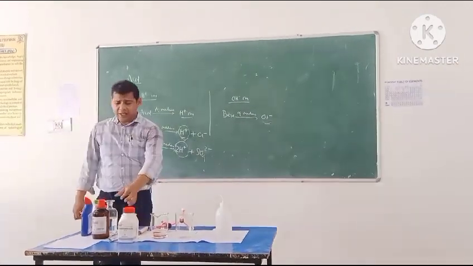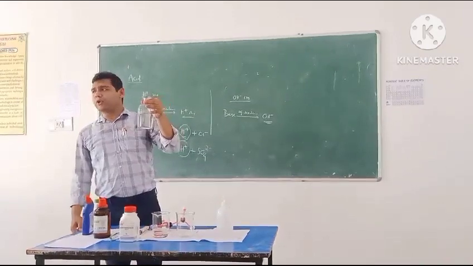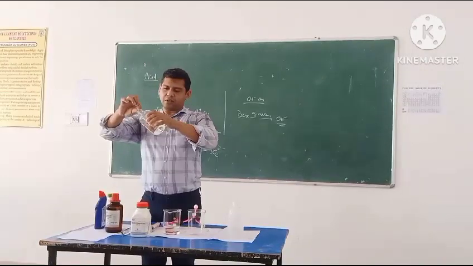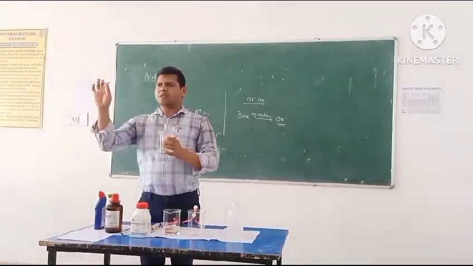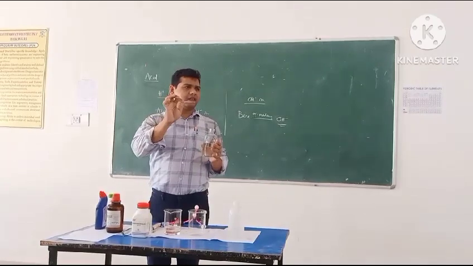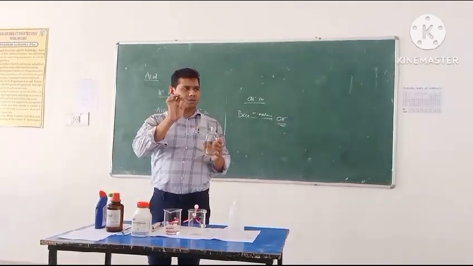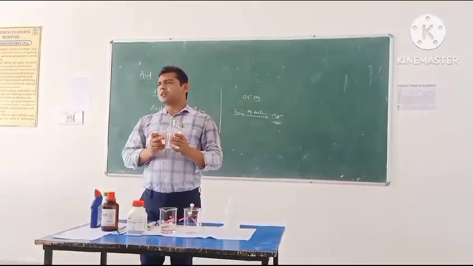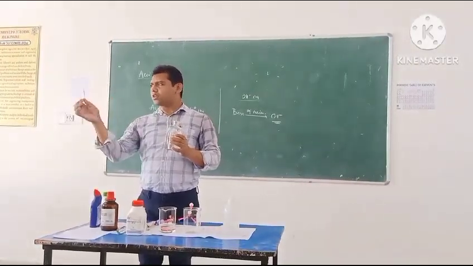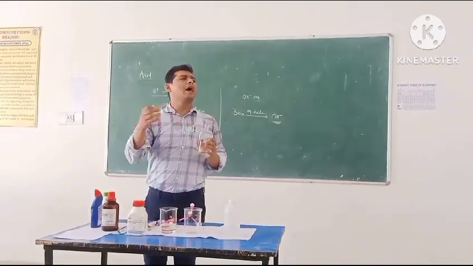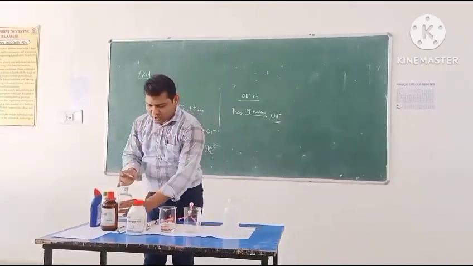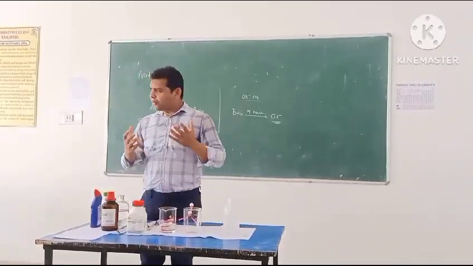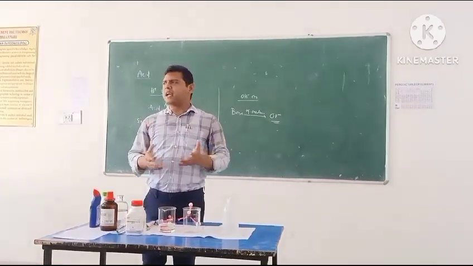For example, take hydrochloric acid. Take a little of it, and the color changes to red. That is the behavior of acid towards litmus paper: it changes the color of the litmus from blue to red. Similarly, you can take other acids, that is sulfuric acid, perchloric acid, acetic acid.